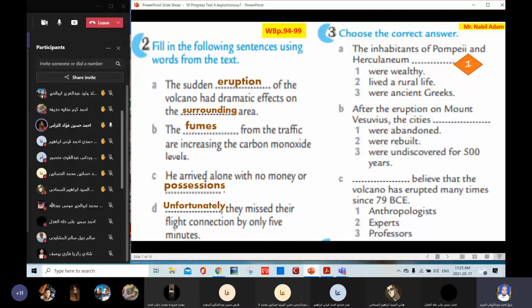What happened after the eruption? Were abandoned. Abandoned means left. When the volcano erupted, guys, the two cities were destroyed and left. They were left, they were abandoned. Thank you. Ahmed Karam.